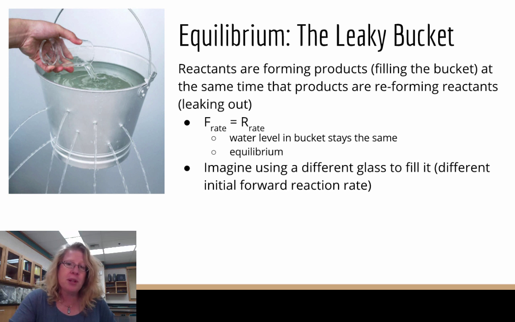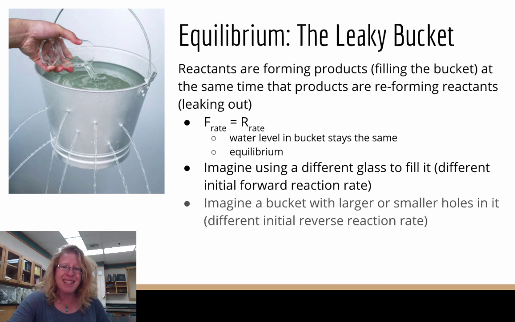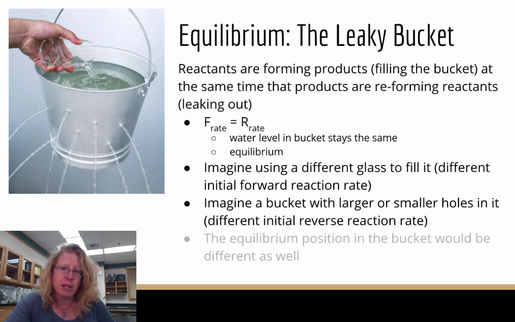Now imagine if we do something different, like all of a sudden we change the size of the glass that we have. Instead of using the glasses there, we use a little tiny shot glass, or we use a great big bucket to throw water in there. It's going to have a different initial forward reaction rate. That's going to change something else about how this equilibrium is going to be affected. Or imagine the opposite, that all of a sudden I put a bunch more holes in the bucket, or we have tiny little holes in the bucket, something along those lines. That's going to change the reverse reaction rate. And those two things are going to affect that overall balance that we had in place before.